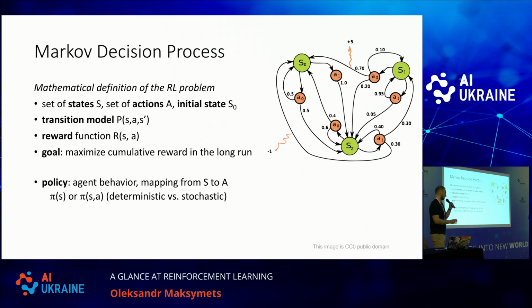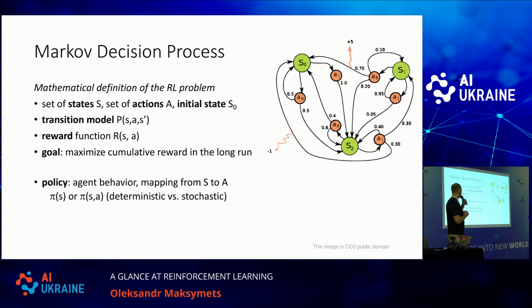We have a transition model to show which states are connected by which action. So if there is action A, it transfers from S to S dash. And we have a reward function describing how much reward we'll get with this action. And our goal is to maximize reward altogether in the long run.